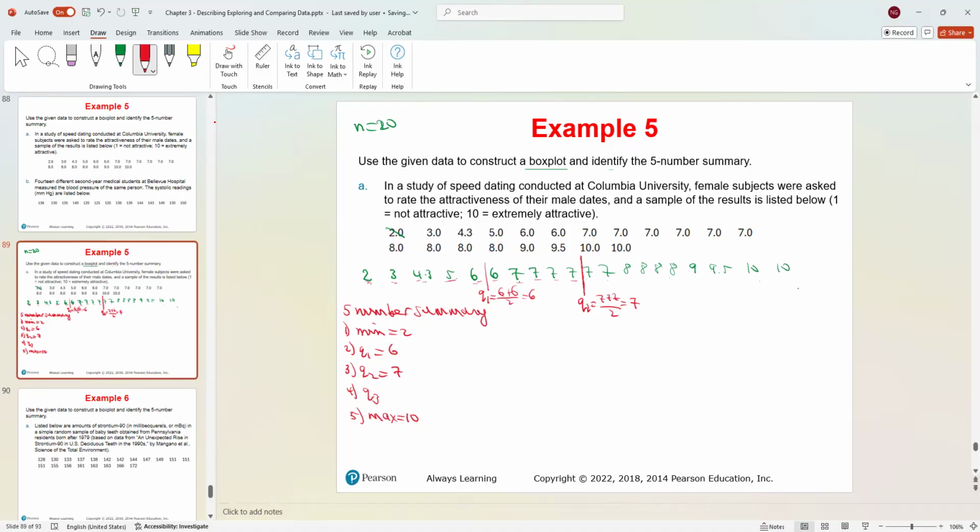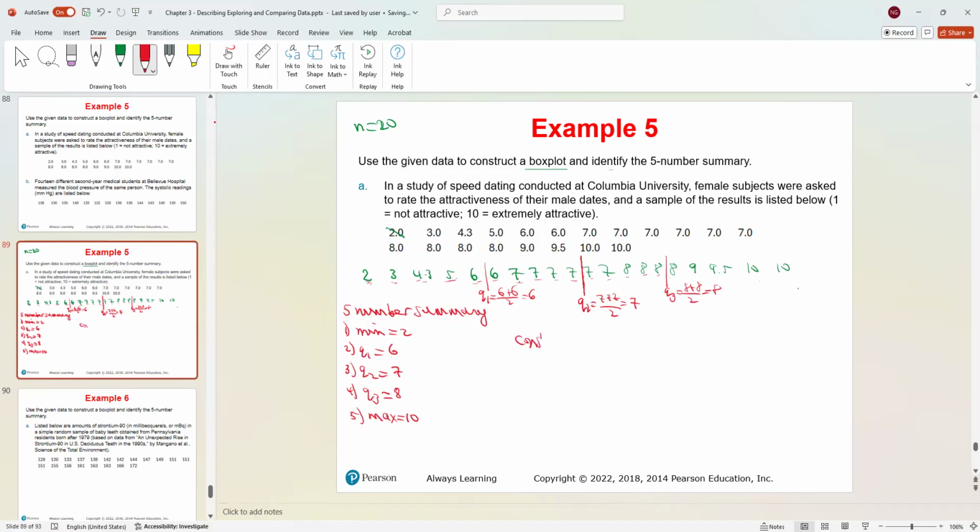We definitely find Q2, and Q1. So Q3 is the top part, divided 50-50. 1, 2, 3, 4, 5. So we're going to fall exactly in the middle here. Meaning Q3 is 8 plus 8 divided by 2 is 8. So this is our five-number summary. We know everything, so you're ready to construct a box plot.